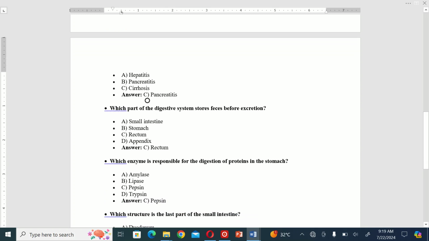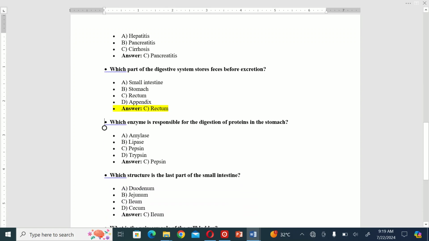Which part of the digestive system stores feces before excretion? A. Small intestine. B. Stomach. C. Rectum. D. Appendix. So the correct option is rectum. C.